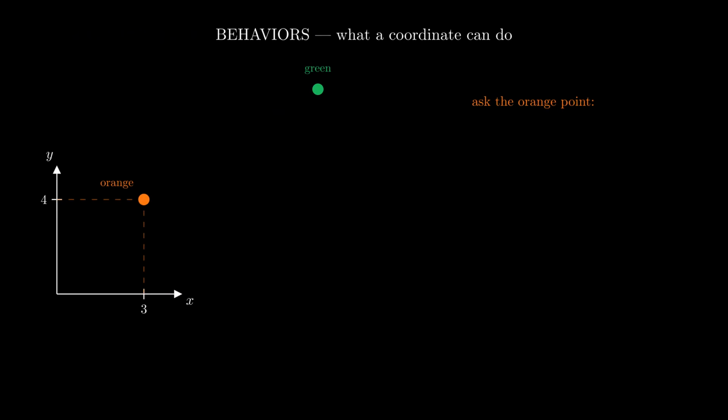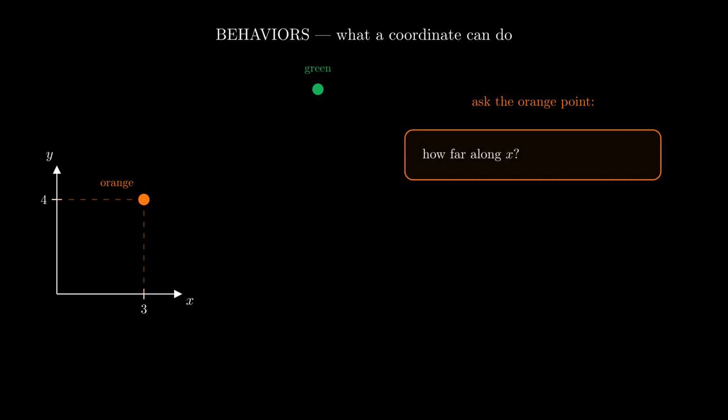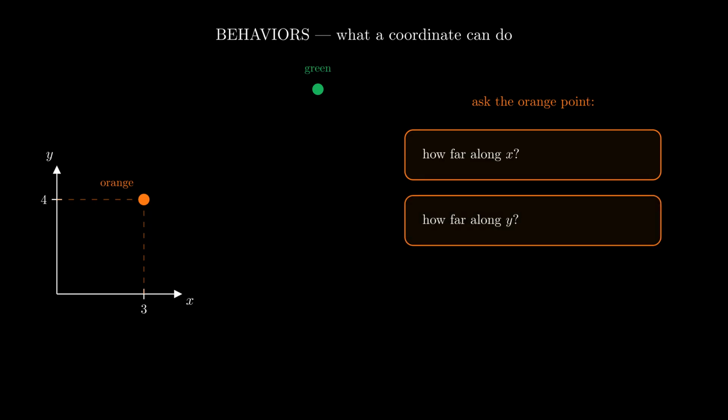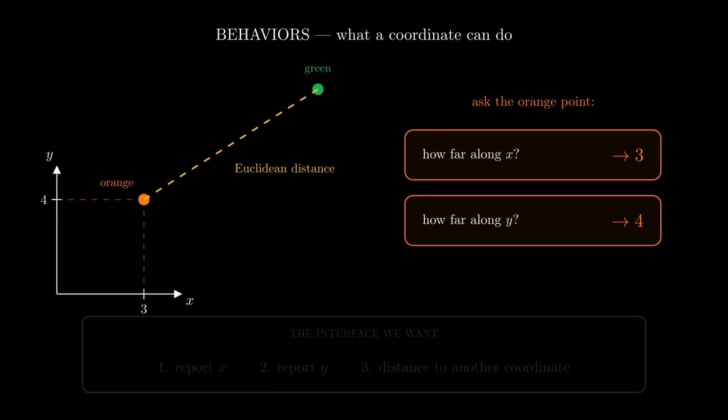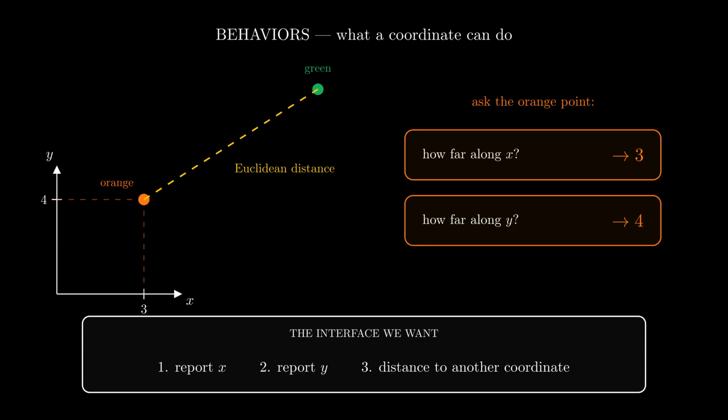Next, the behaviors. With the data settled, we decide what these coordinate objects can do. Something simple first. Ask the orange point how far away it is along the x-axis or along the y-axis. Those two queries will return something like 3 for the x distance and 4 for the y distance. The more interesting behavior: ask the orange point how far away it is from the green point. That is the Euclidean distance between two points, and in a later video, we write the code that computes it. Report x, report y, measure distance to another coordinate. That is the entire interface we want.